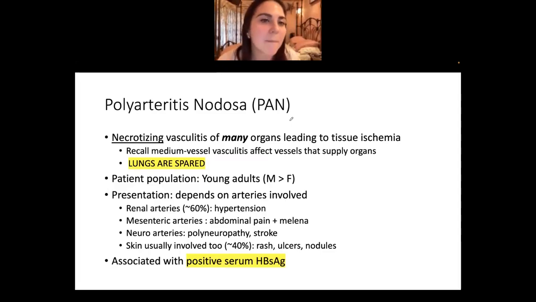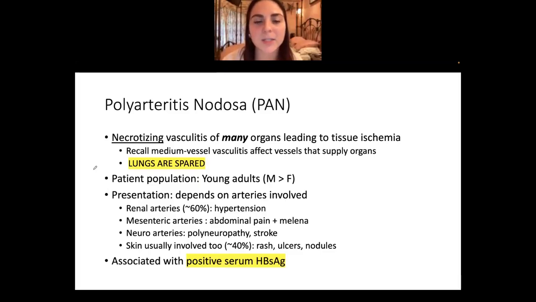Polyarteritis nodosa is non-granulomatous, and it's a necrotizing vasculitis. When I say necrotizing, that just means there's inflammation causing loss of blood supply, ischemia, and then certain parts of that will die. A lot of the time you can have a granulomatous and necrotizing vasculitis, but a lot of the time it's just either a granulomatous vasculitis or a necrotizing vasculitis. This is a necrotizing vasculitis, so there's going to be inflammation to the point where cells are going to start dying.